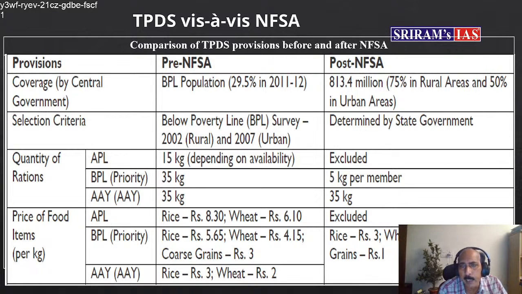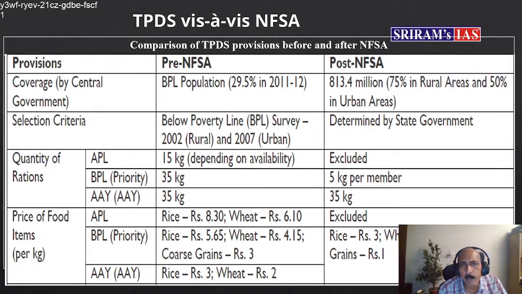And therefore, the selection criteria under the pre-NFSA phase is the BPL survey, and in the post-NFSA phase, the criteria are to be developed by each state as per their requirement. The quantity of rations given to APL families, which were included in the PDS system in the pre-NFSA phase, was 15 kg depending on availability. But in the NFSA phase, it is excluded. No APL family is to be covered.